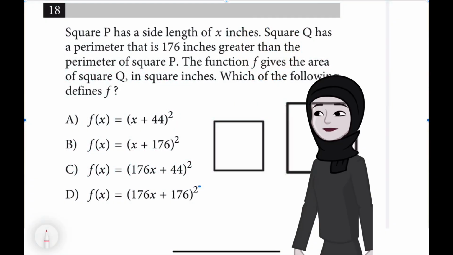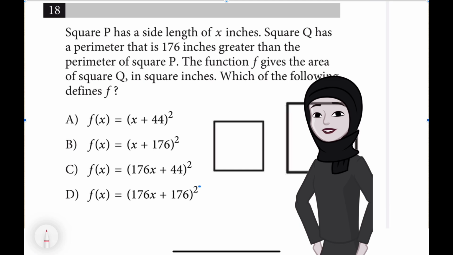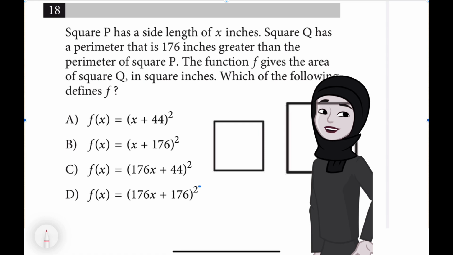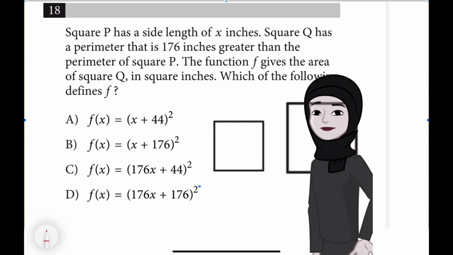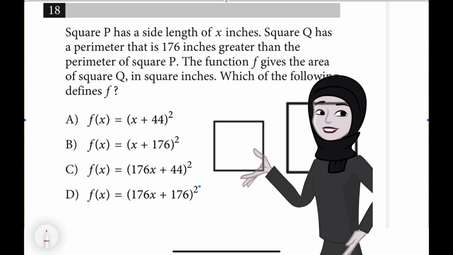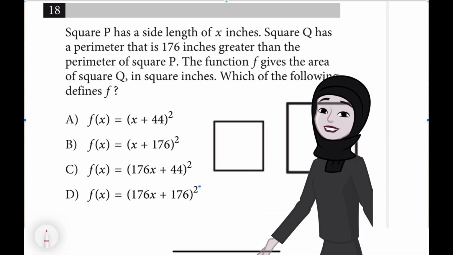So now moving on to question number 18. This one says square P has a side length of x inches. Square Q has a perimeter that is 176 inches greater than the perimeter of square P. The function f gives the area of square Q in square inches. So which of the following defines f?